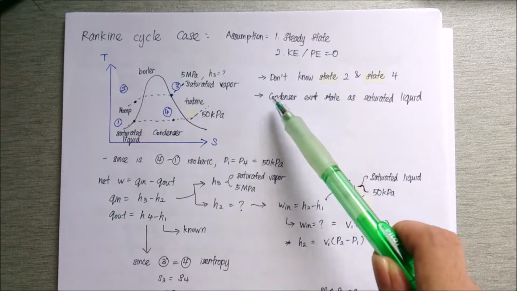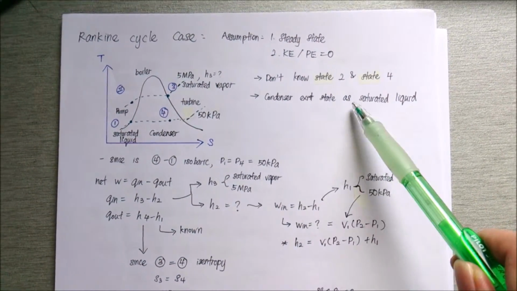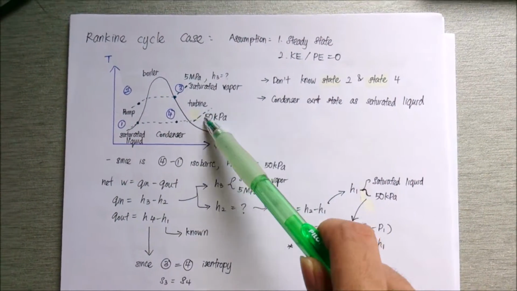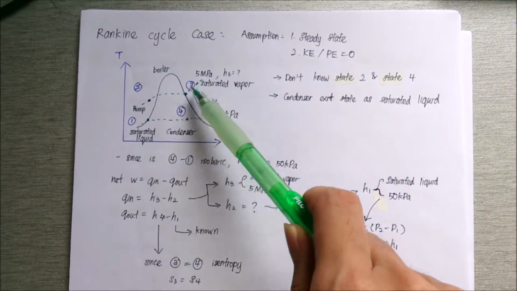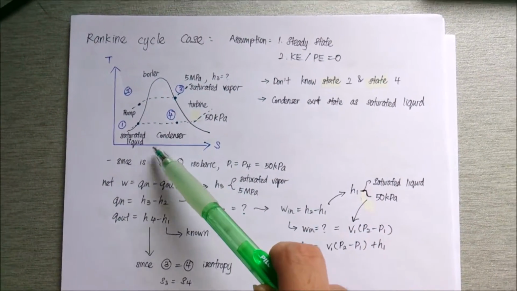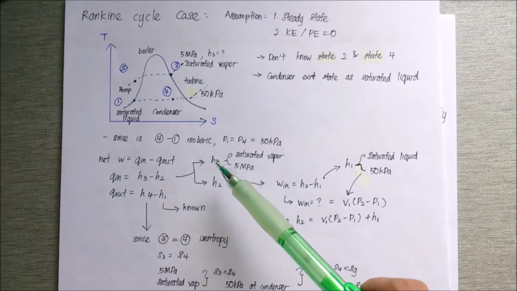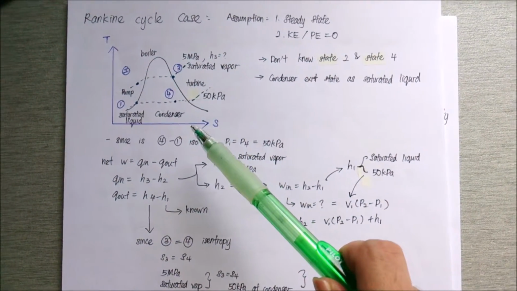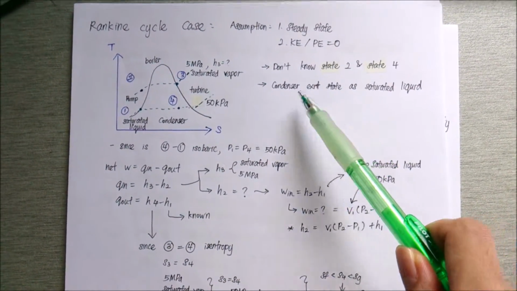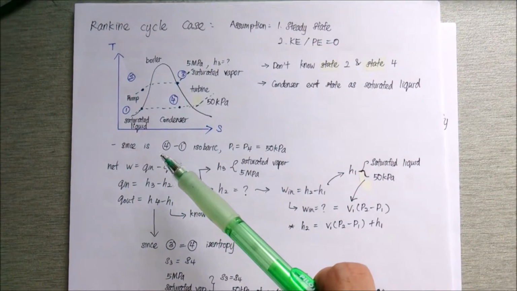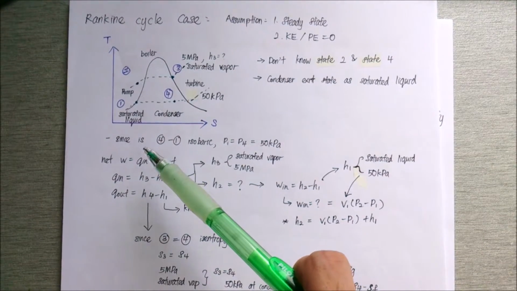It also tells us that the condenser exit state is a saturated liquid and the condenser pressure is 50 kilopascal. So we can label the diagram in this way, which is 50 kilopascal and also the state 4. Because it leaves the condenser, it is state 1, and state 1 is a saturated liquid.